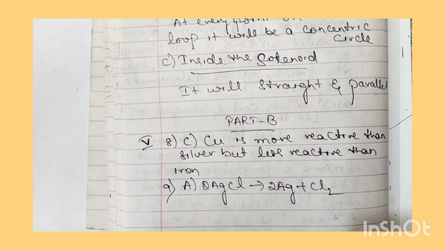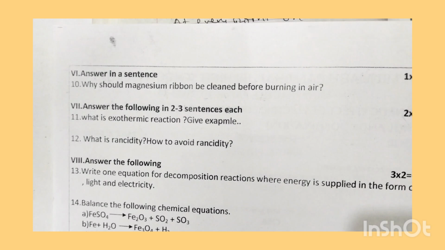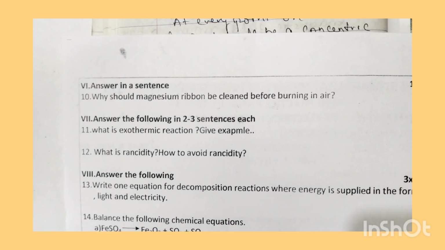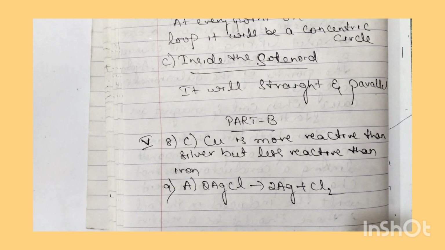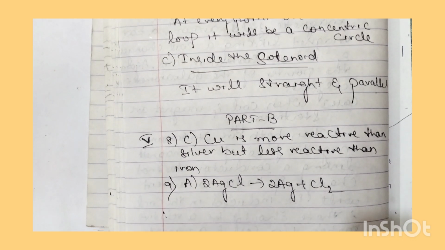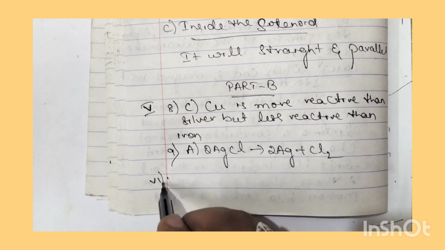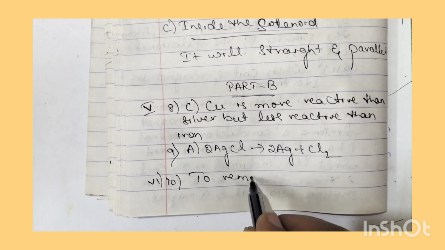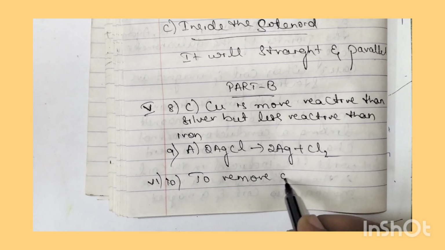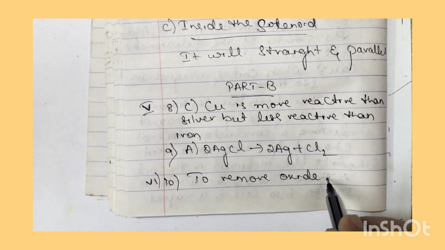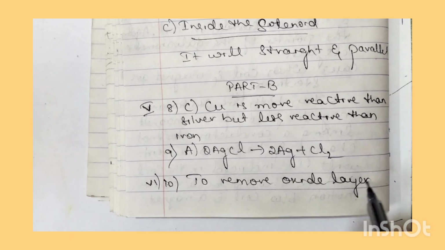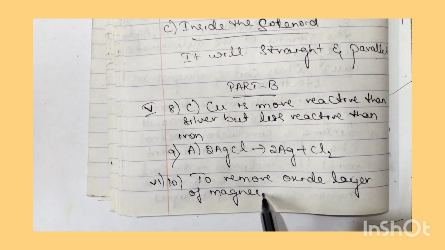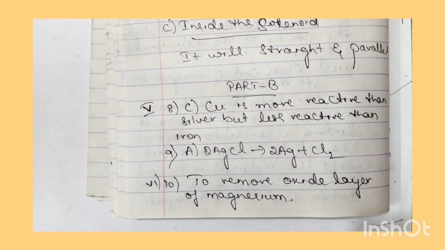Now let us move to the next question. Why should magnesium ribbon be cleaned before burning in air? This is the tenth question. Since it is 1 mark, the answer is: to remove the oxide layer of magnesium. For 1 mark it is enough.